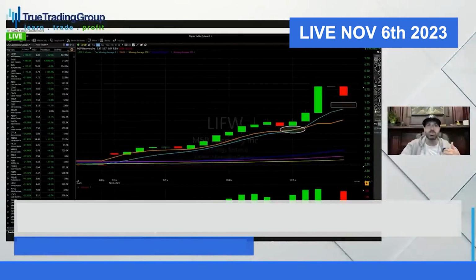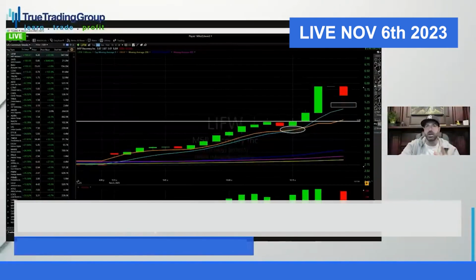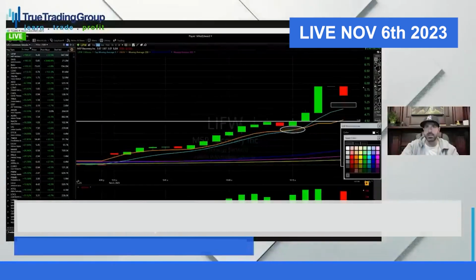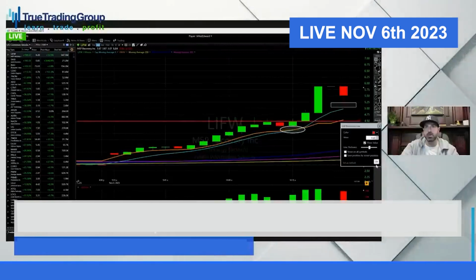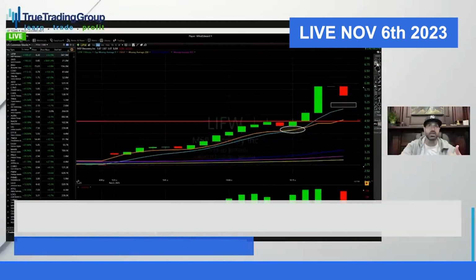And I said my stop loss is going to be underneath VWAP. VWAP is this orange line you see on my screen at $4.50. So right there's my stop loss. Okay, here it is. I'll make it red just so you guys can see if this price was reached. If that price was reached, I would have been out of my position. I would have taken a loss and I would have moved on.